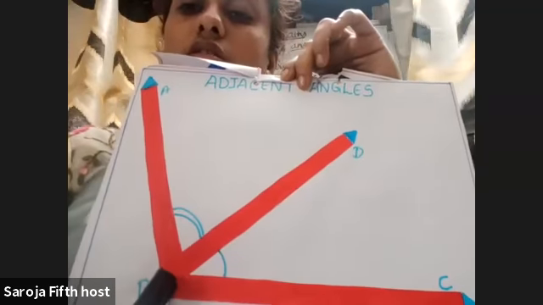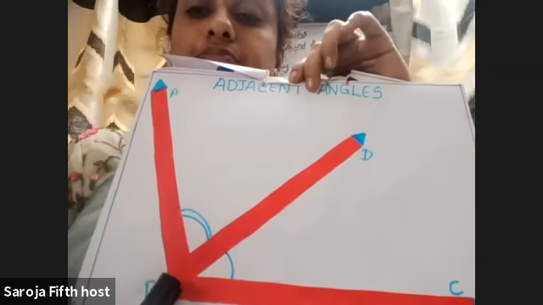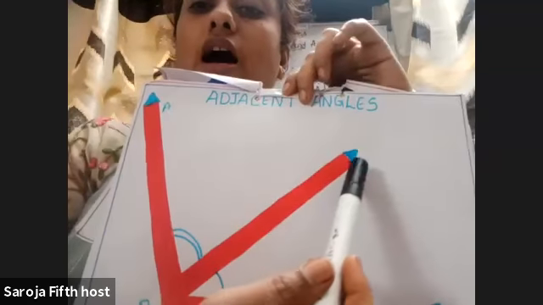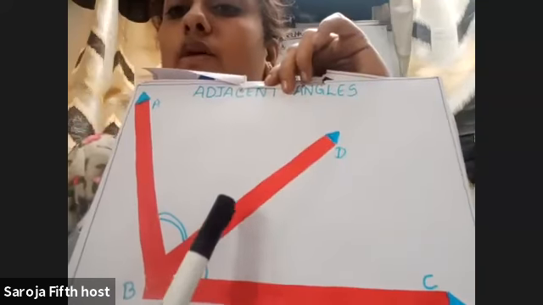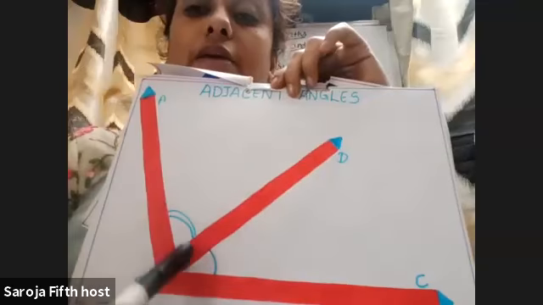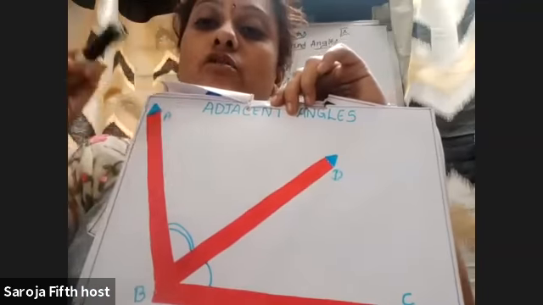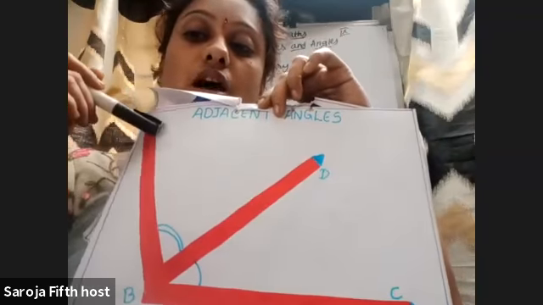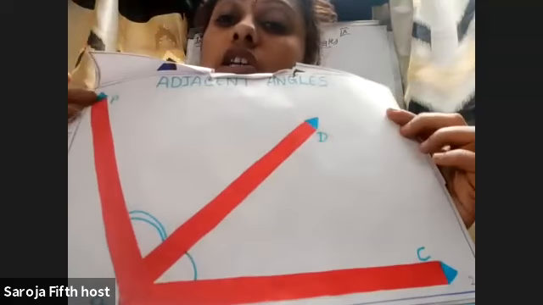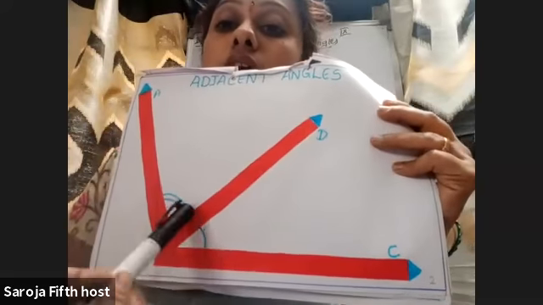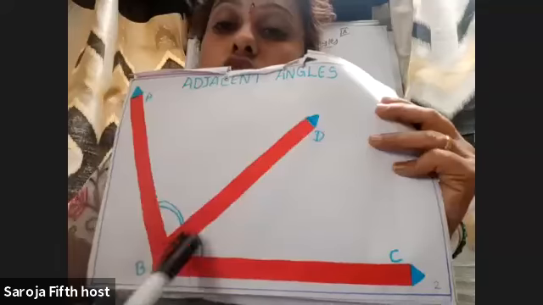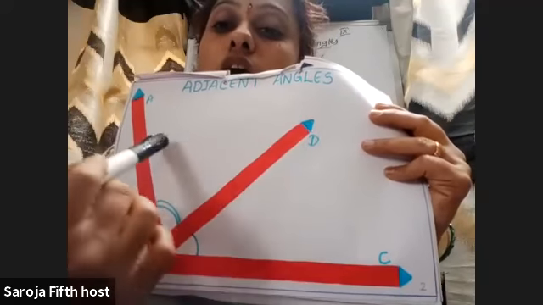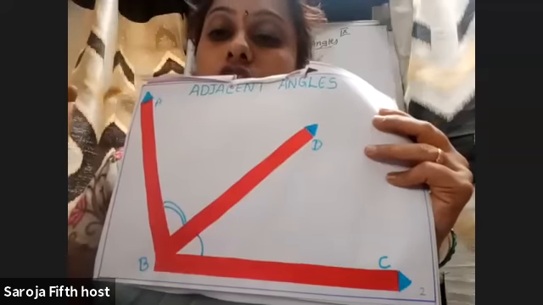So the first condition is a common vertex, then a common arm, and except for this common arm, the two arms left over, AB and BC, should be facing the opposite direction. Yes, they are. One is facing upside, one is facing left or right. This is the condition for adjacent angles. Adjacent angles should have a common vertex, a common arm, and the other two arms facing opposite directions.